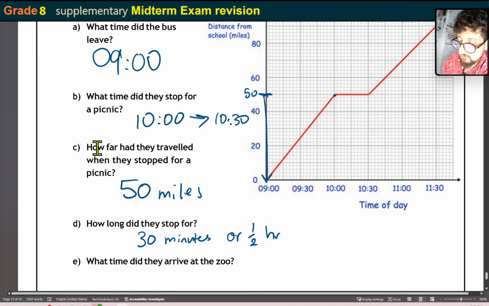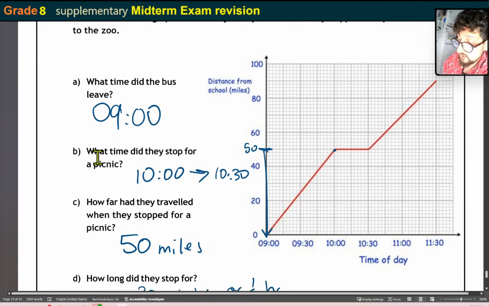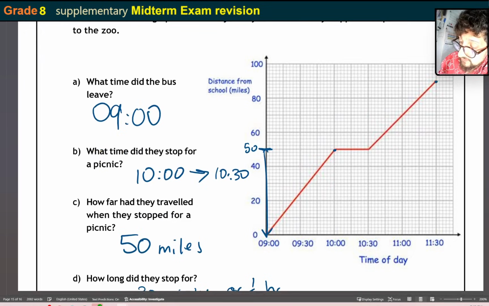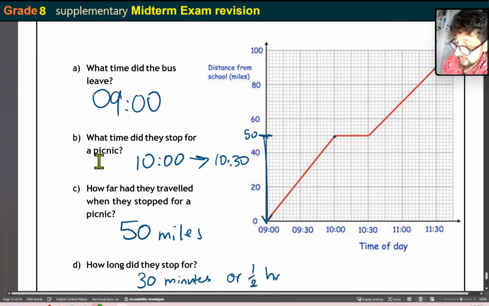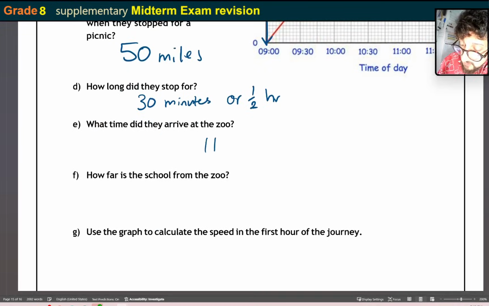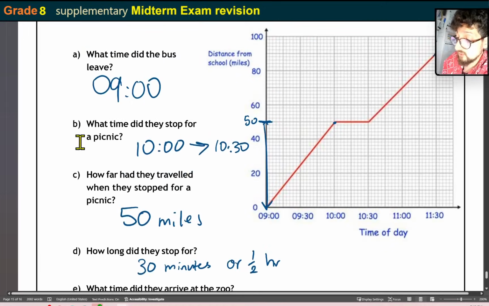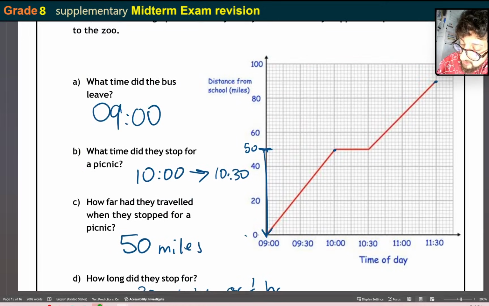What time did they arrive at the zoo? Well, they arrived at the zoo over here. That's the end of their journey, and that was at 11:30. How far is the school from the zoo? Basically it's asking, that's the beginning, that's the end. It's 90 miles, because the end of their journey is at 90.